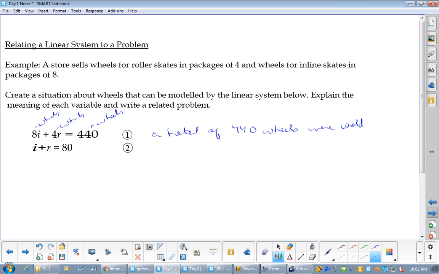What's i plus r equals 80 then? And again, this is why we have to go through this, right? We've got to know what they are talking about. Yes? Number of packages, yeah, because that's 80 packages. So a total of 80 packages were sold.